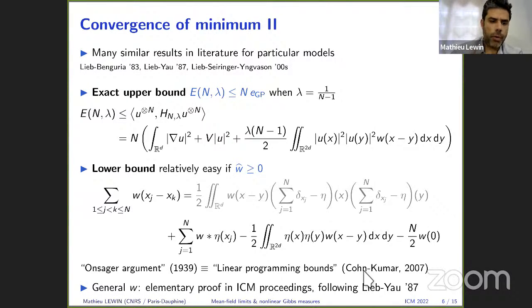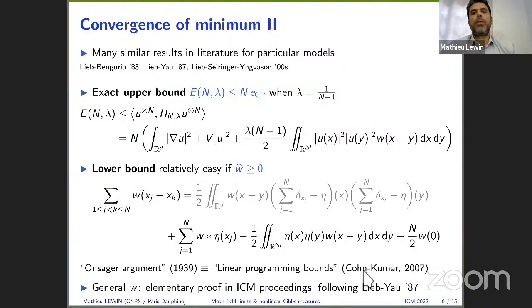So of course, if W is general, then the proof doesn't work. One has to do something else. And in our paper, we have a proof which I'm not going to discuss. And then in the proceedings, I have written a proof following Lieb and Yngvason, which is rather elementary.